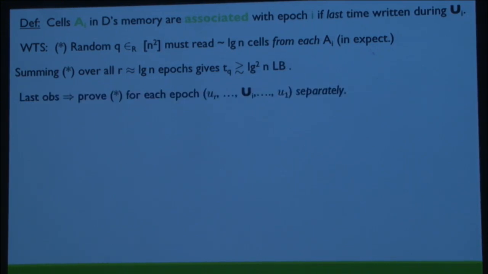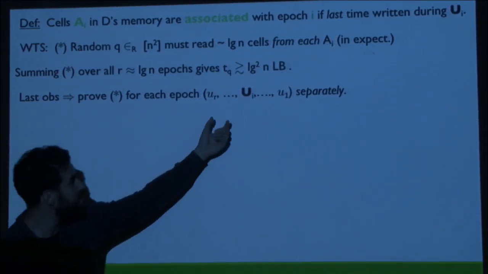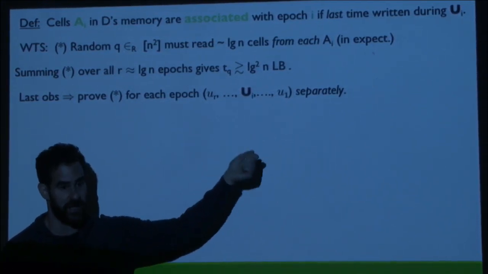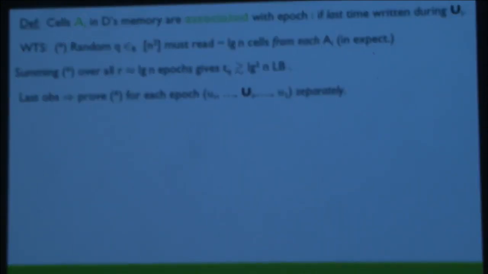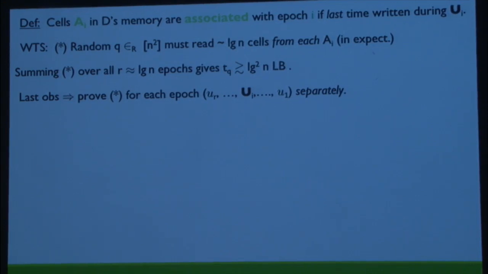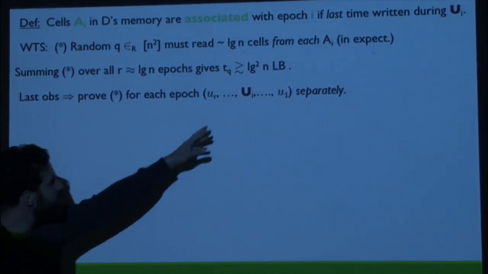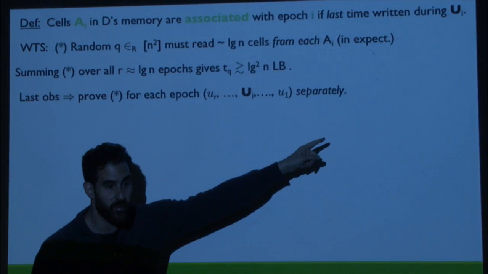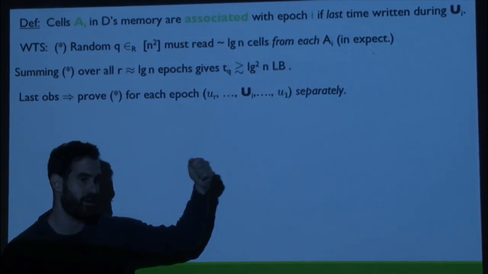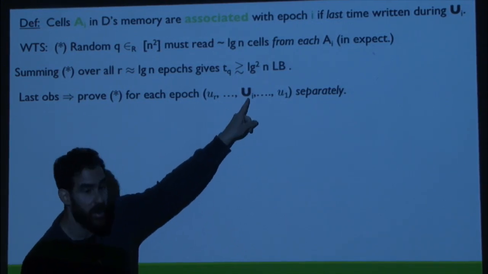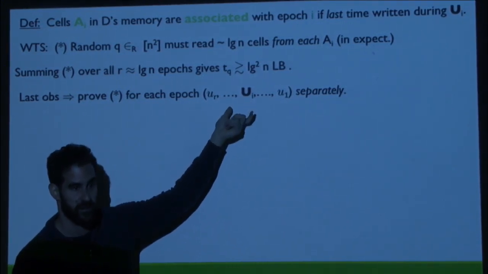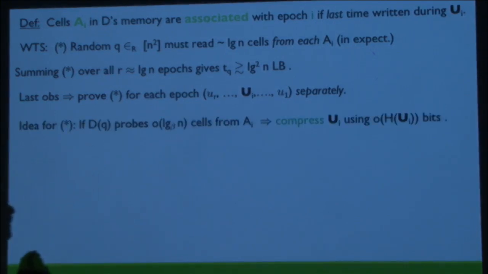Questions about this? Is everyone happy with the argument that it's enough to keep only the ith epoch live for every i and fix the rest of the updates? They won't really affect the argument by the chronogram method. So we need to prove that this random query must probe a lot, like log n cells, from the associated cells with only the ith epoch, which is kept as a random variable. This is kept live. So what is the rationale behind this argument?